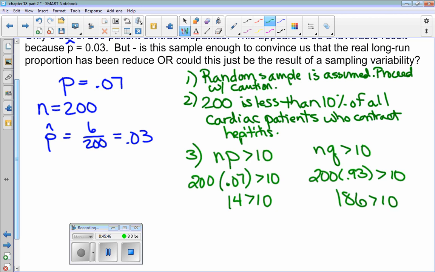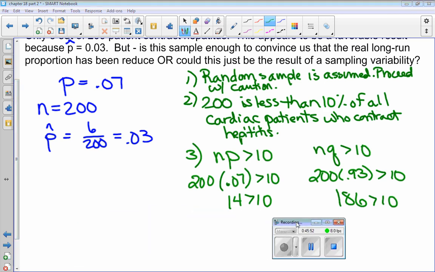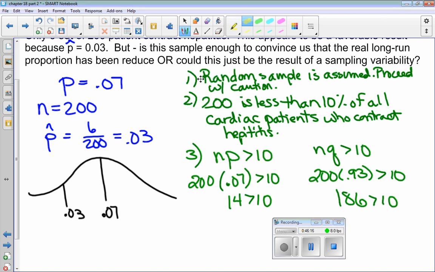Now what? We're going for a long time. All right, so let's draw a normal model because we think it applies. What goes in the middle here? What goes in the middle? 0.07, the true population proportion. We're looking for 0.03. What's the likelihood that it could be this or less? What's that probability? Okay? What's the tail probability here?